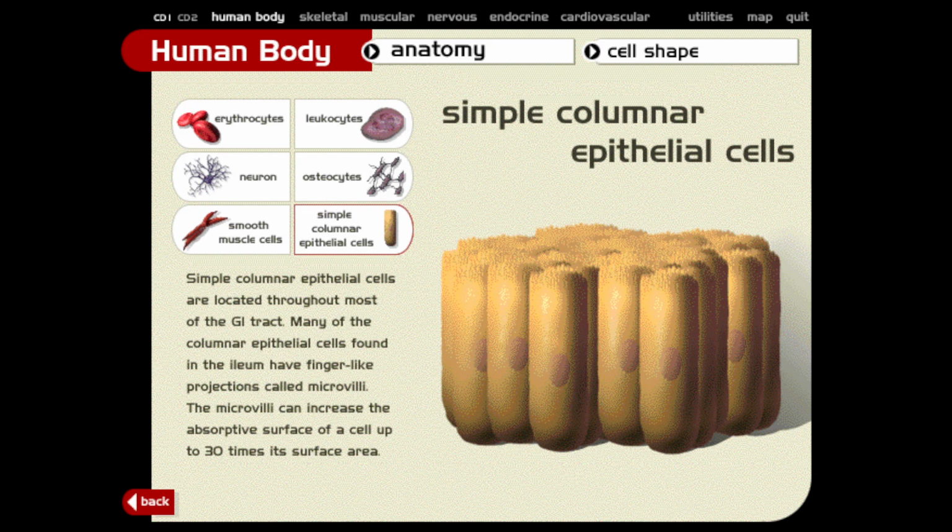Simple columnar epithelial cells are located throughout most of the GI tract. Many of the columnar epithelial cells found in the ileum have finger-like projections called microvilli. The microvilli can increase the absorptive surface of a cell up to 30 times its surface area.